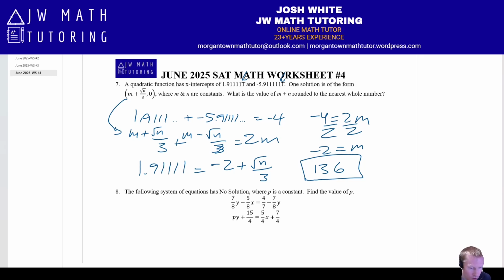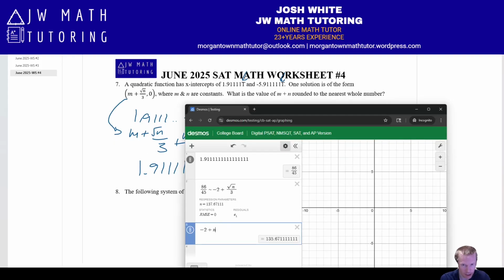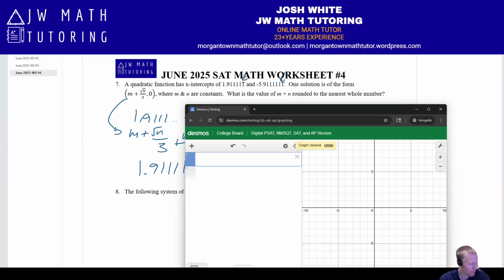Now, there is actually a quick and simple and easy way to do this in Desmos. So here is the approach or the strategy that you would take. Basically, I'm going to set up a system of equations using regression. So I have my two solutions here.